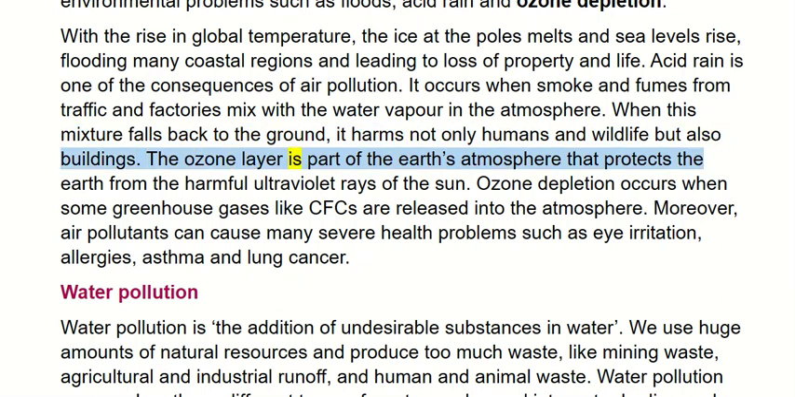The ozone layer is part of the Earth's atmosphere that protects the Earth from the harmful ultraviolet rays of the sun. Ozone depletion occurs when some greenhouse gases like CFCs are released into the atmosphere. Moreover, air pollutants can cause many severe health problems such as eye irritation, allergies, asthma, and lung cancer.